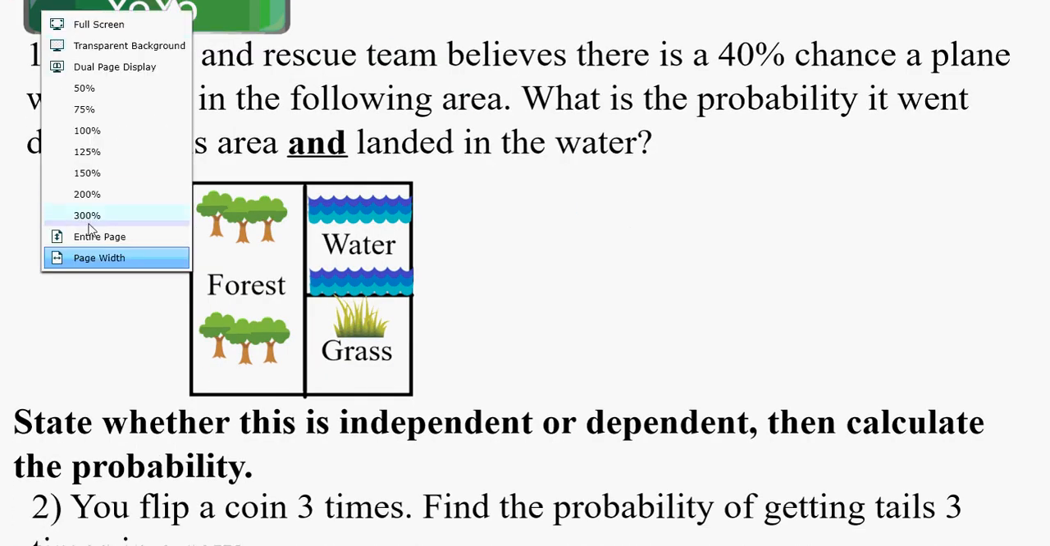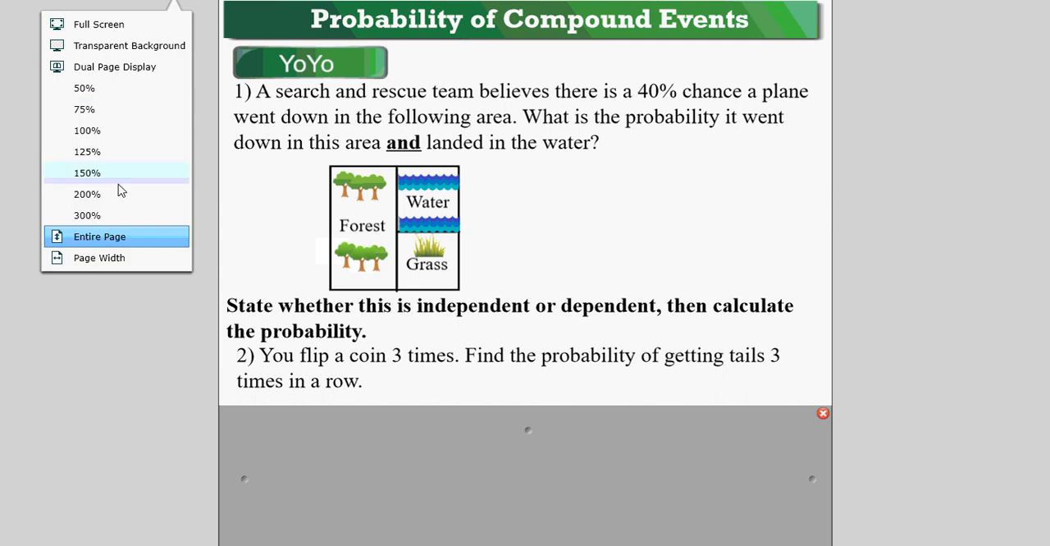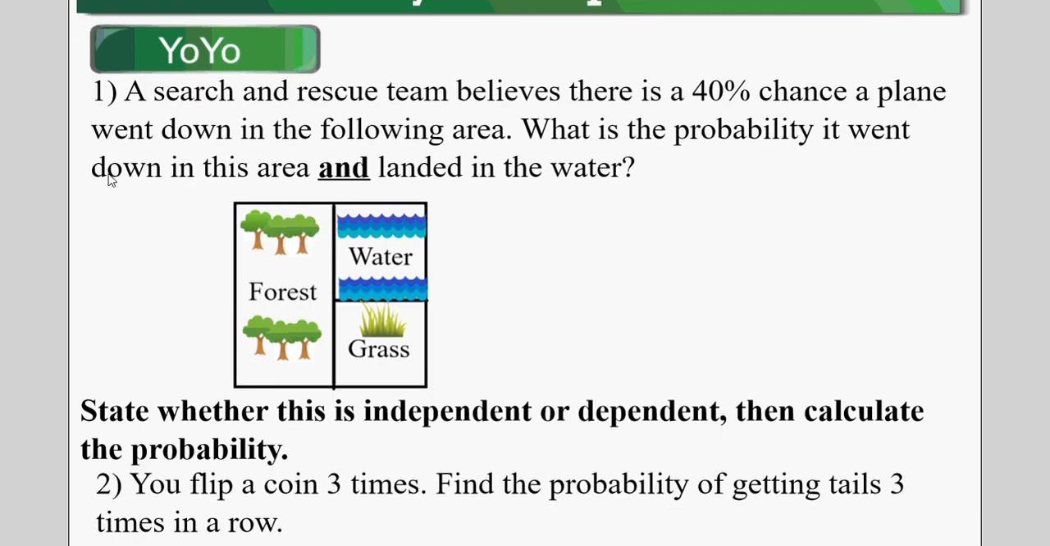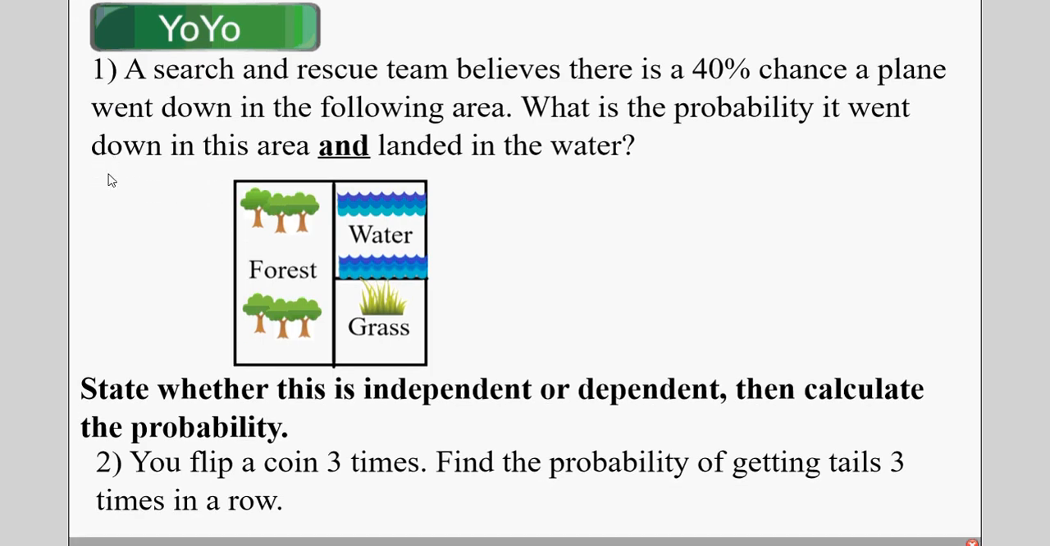I'm going to have you try the following situations. That zoomed out too far. That's probably good. So you try the following situations. Let's say first one, a search and rescue team believes there's a 40% chance a plane went down in the following area. What's the probability it went down in the area and also landed in the water?